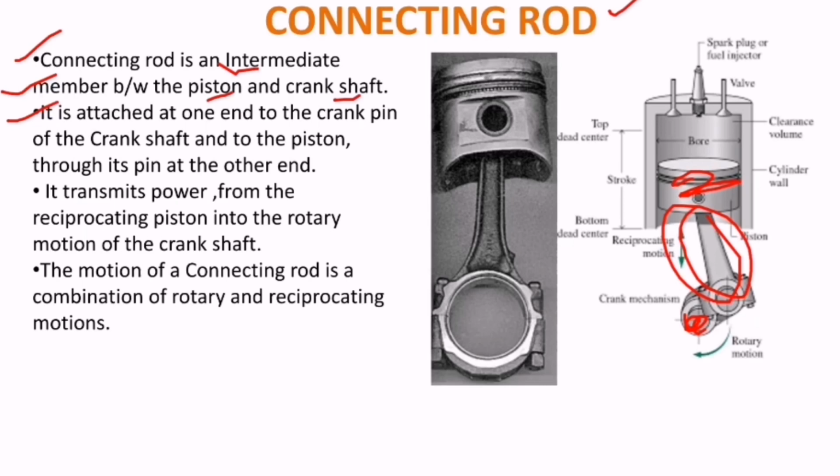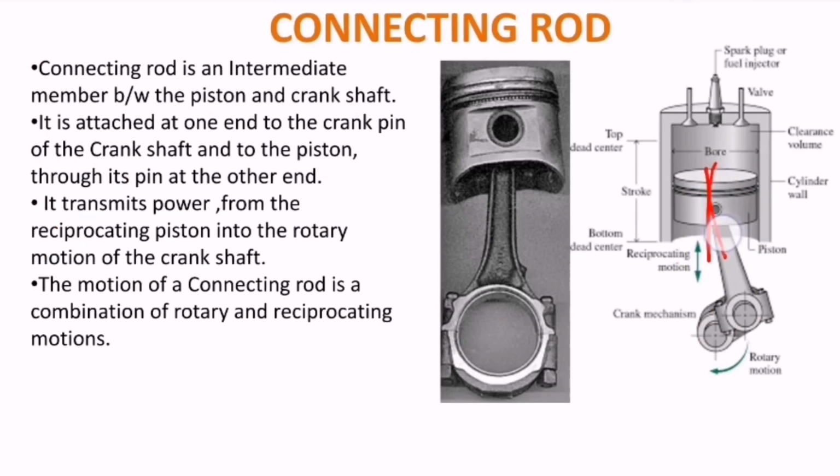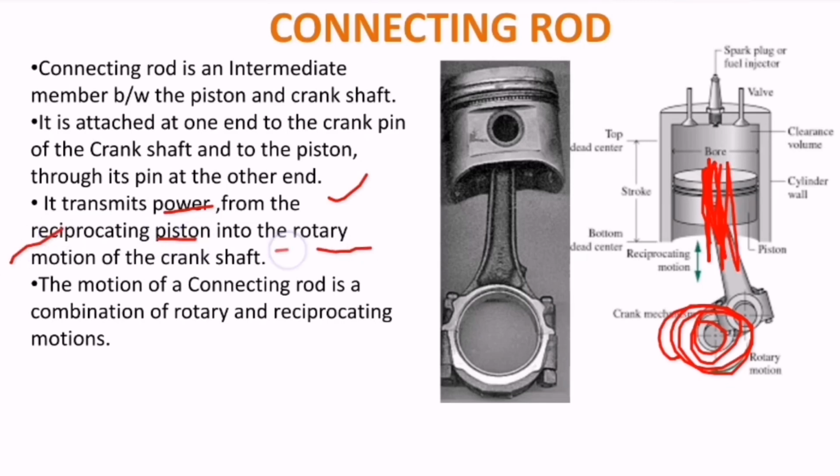It is attached at one end to the crank pin of the crankshaft and to the piston through its pin at the other end. So one end is connected to the crankshaft with the help of crank pin and the other end is connected to the piston with the piston pin or gudgeon pin. It transmits power from the reciprocating piston into the rotary motion of the crankshaft. When the piston reciprocates from top to bottom or bottom to top, this is a reciprocating motion, but the crankshaft rotates. Means it transmits the power from the reciprocating piston to the rotary motion of the crankshaft.